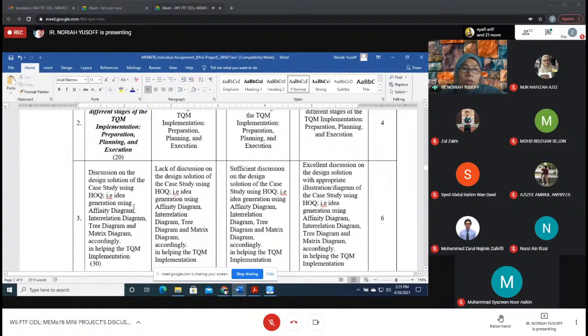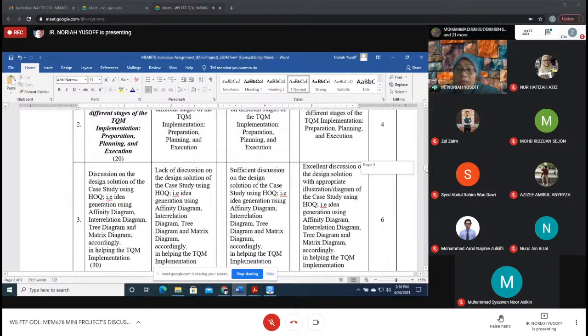So in this case, it says you have to discuss, discussion on the design solution of the case study using HOQ. First, you have to generate the affinity diagram, interrelation diagram, tree diagram and matrix diagram accordingly in helping the TQM implementation. So I will show you the detailed question later on, okay?